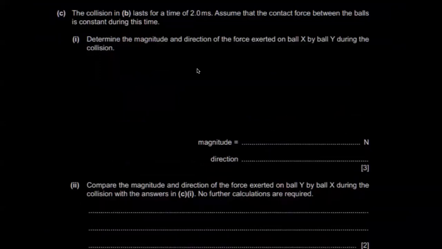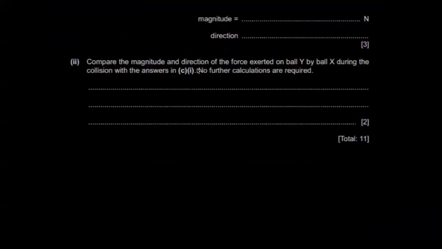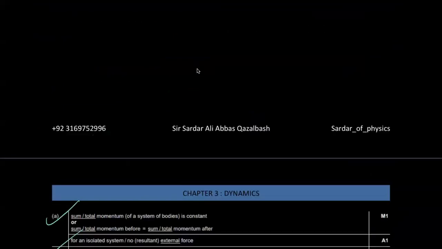And then you have to find the force. So you find the change in momentum over time, and you just divide it over time. Time हमारे पास 2 milliseconds है. That's pretty simple. अच्छा वर्कशीट हमारी ख़त्म हो गई है.